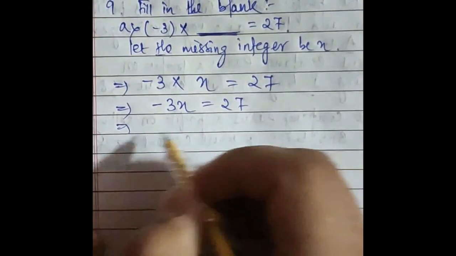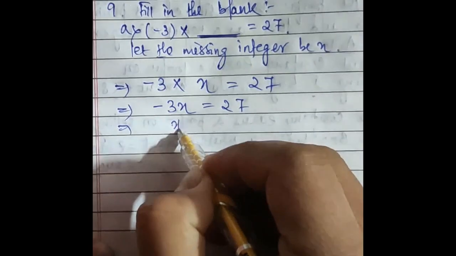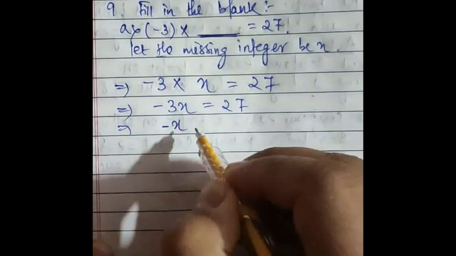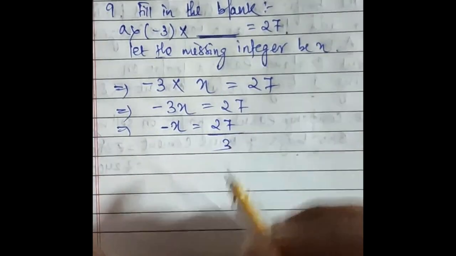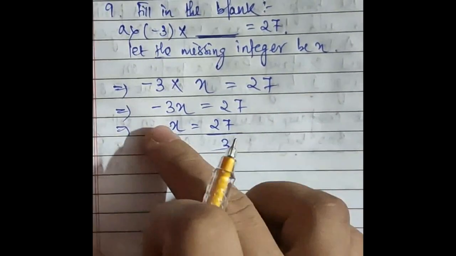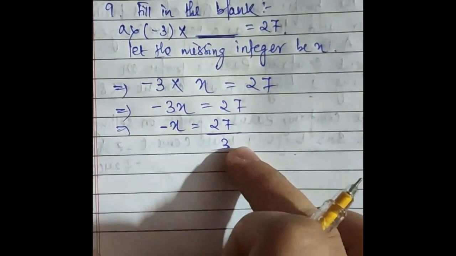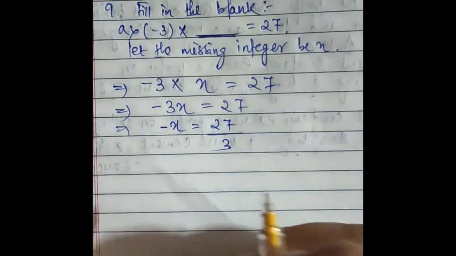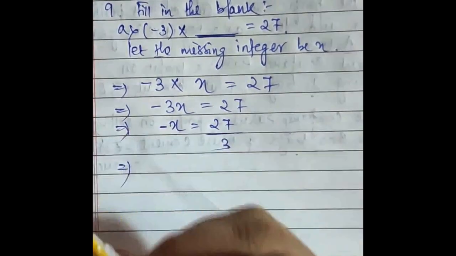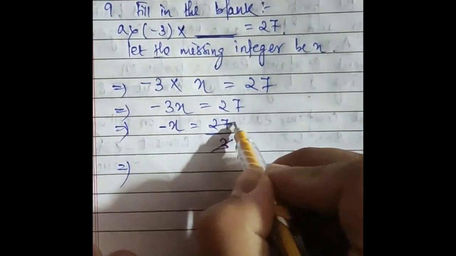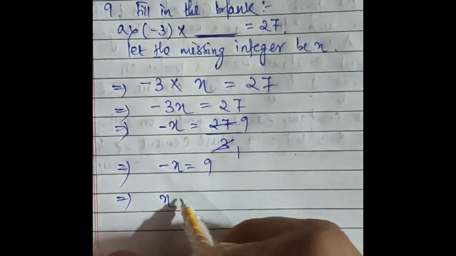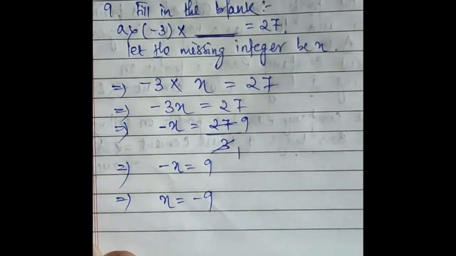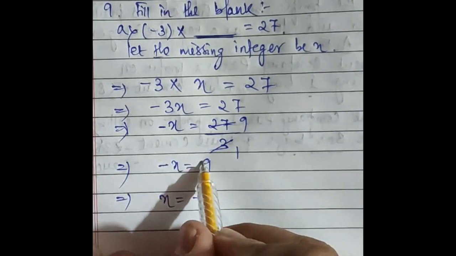So what we can do next is keep X over here, and the minus also, and keep this 3 as a denominator. We can do this because 3 into X is 3X. We did this in the previous sum, isn't it? So 3 1s are 3, 3 9s are 27. So minus X is equal to 9, and X is equal to minus 9, right? This minus will come here.